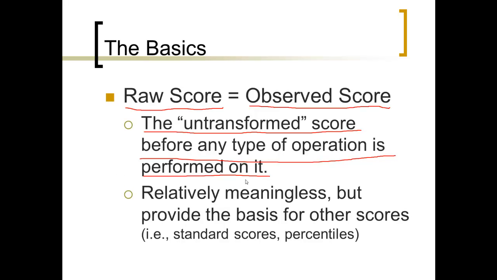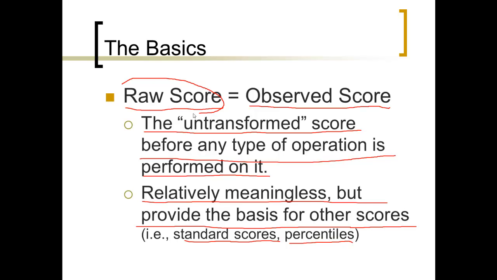Now, what kind of operations can we perform on it? Well, we could change the score. I could decide that I'm going to give everybody 10 points. And so they make 25, I add 10, this is 35. So now they have a higher score than the total is. It's a 30-point test, they got 35, so they got an A plus 5. So we can do things to our raw score, but it's relatively meaningless, but it provides the basis of other scores, and they give examples of standard scores and percentiles. So the raw score is what you make. It's observed.